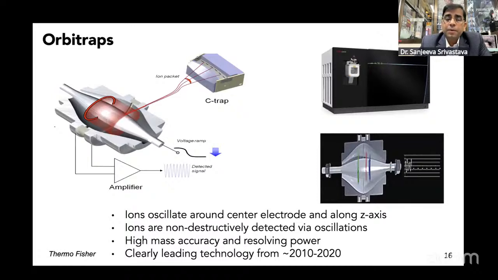Likewise, people realized that they needed much higher resolution of separation of these ions, and a new technology came, which is the orbitrap, a really leading technology from 2010 to 2020, where the ions oscillate around the central electrode in the Z-axis, and it provides very high mass accuracy and high resolving power. So this is another configuration. Sometimes these configurations even have 3 mass analyzers, like in the Orbitrap Fusion, for example, where we have a quadrupole, ion trap, and orbitrap. 3 mass analyzers are there.